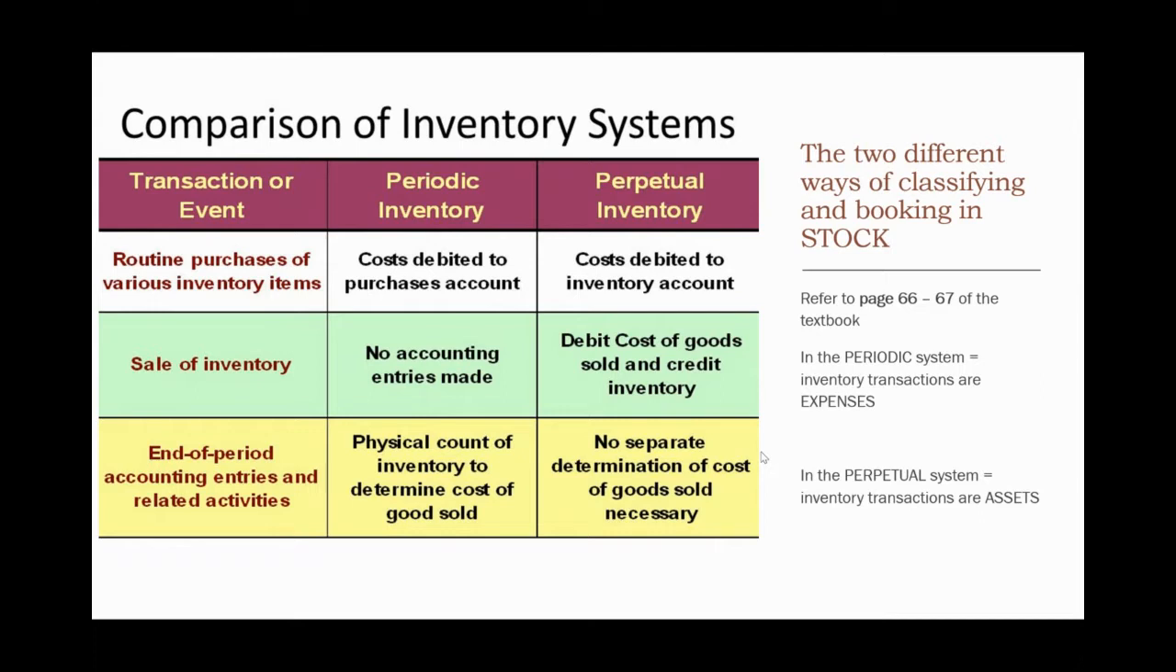And then at the end of the accounting entries and related activities, okay, so in other words, at the end of the financial period, whether that period is a month or whether that's a year, end of the financial year, under the periodic inventory system, we do a stock take. All right, we go into our stores and we actually count. I'm running a grocery store. How many tomatoes do I have? How many cans of beans do I have? How many cans of sardines do I have?